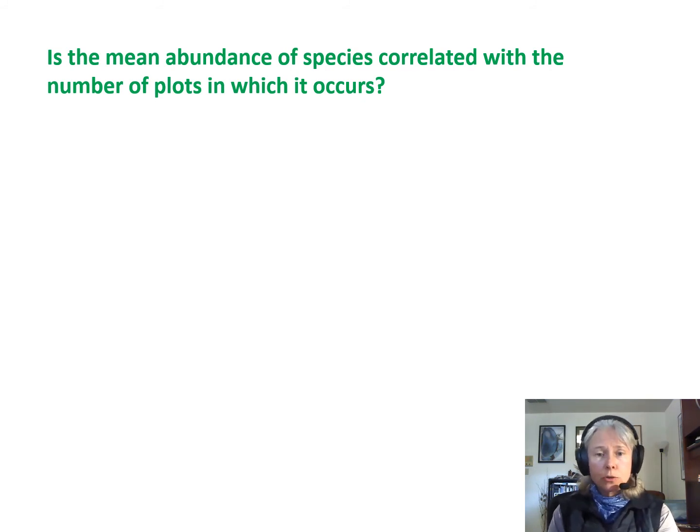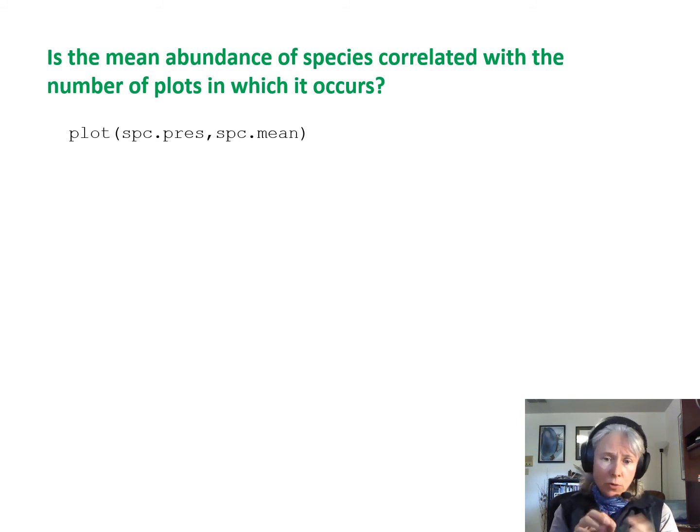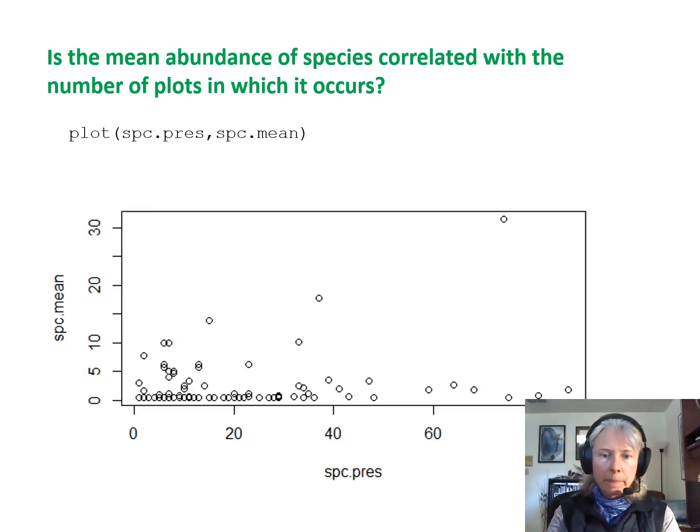To answer this question, we need to plot the mean abundance of a species as a function of its occurrences or presences. That's done with this plot function here. In the plot function, the x-axis is listed first and then the y-axis. As you can see, this is plotting the relationship between species distribution, or occurrence, and species abundance. And this is the result that you get here.